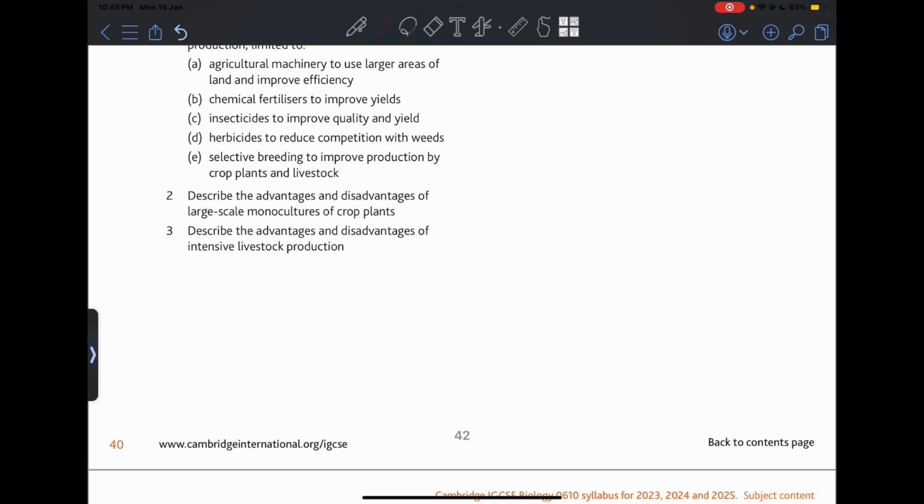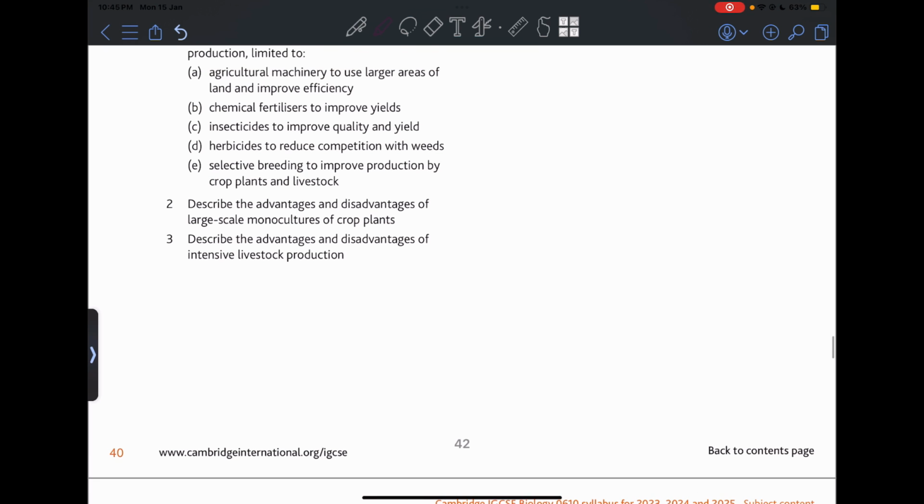Describe the advantages and disadvantages of large-scale monoculture of crop plants. So monoculture is growing a whole farm of the same type of plant. For example, they grow a whole farm of only strawberries. They don't grow anything else. So this is monoculture. It can be a good and a bad thing. A good thing because it may increase the yield production for the increasing demand. For example, if people demand this, they will get increased stocks of that.